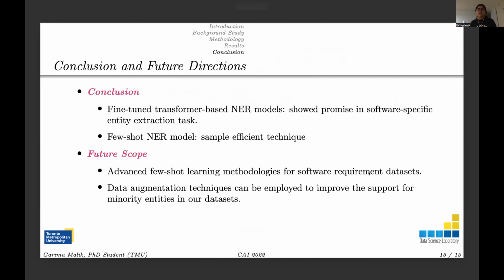In terms of conclusion, I can say that our fine-tuned transformer-based NER model showed promise in identifying software-specific entities, and the few-shot NER model proves to be a sample-efficient technique for a lower number of samples in the training set. In terms of future scope, we're trying to see if we can apply some advanced few-shot learning methodologies for the software requirement dataset, as we have fewer requirements. And we can also apply some data augmentation techniques to improve our datasets and tackle the minority support problem. So thank you very much, and I'll be happy to answer all your questions.